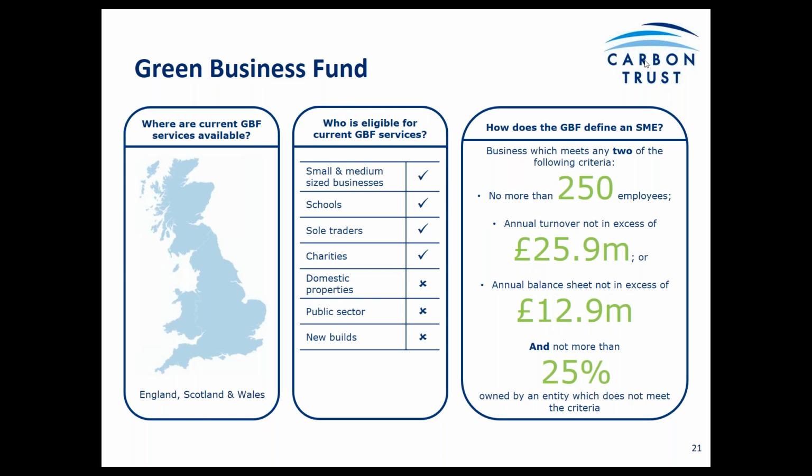And to qualify for the Green Business Fund, businesses need to meet two of the three criteria outlined on the slide here, which are to not have more than 250 employees, not have an annual turnover in excess of 25.9 million, or an annual balance sheet not in excess of 12.9 million. And in addition to this, not have more than 25% of their business owned by an entity that does not meet the SME criteria.